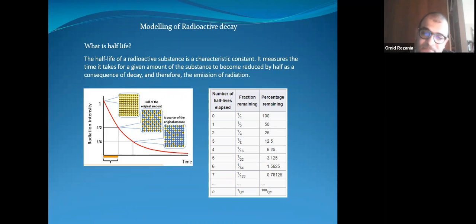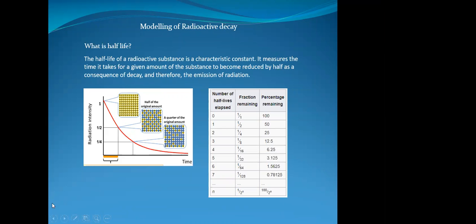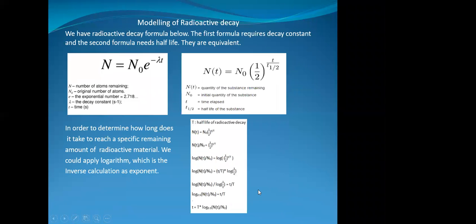Next, please, teacher, can you read the next slide? Sure. And so next, we have the radioactive decay formula below those three pictures. The first formula requires the decay constant, and the second formula needs the half-life, and they are equivalent.